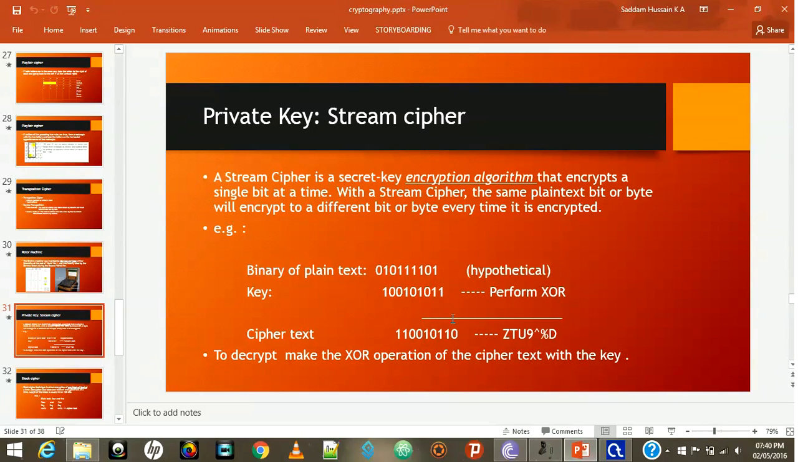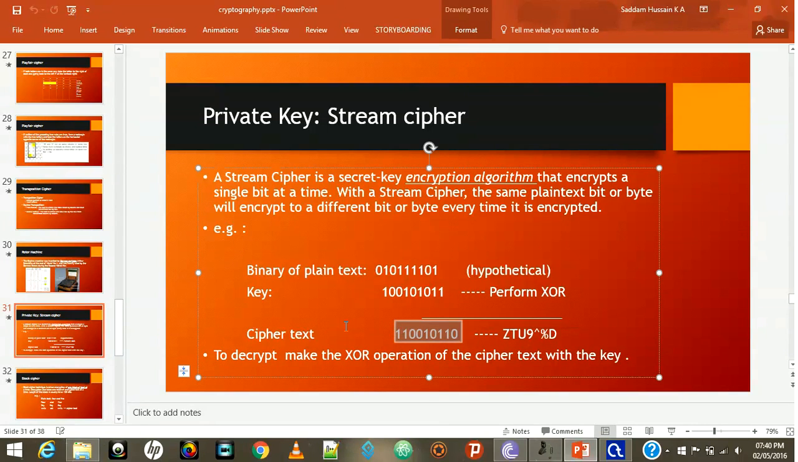1 and 1 XOR gives 0. 0 and 1 XOR is 1. So we'll get the cipher text. This is the cipher text using the stream cipher.